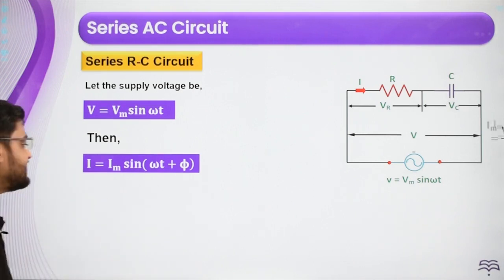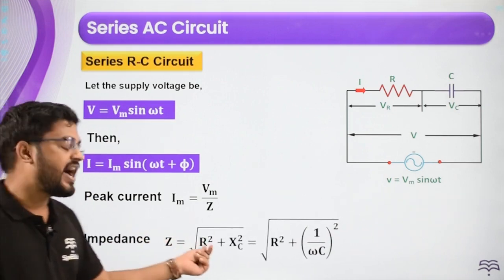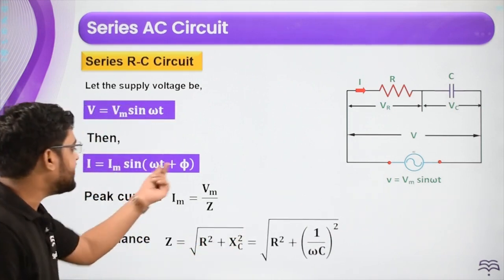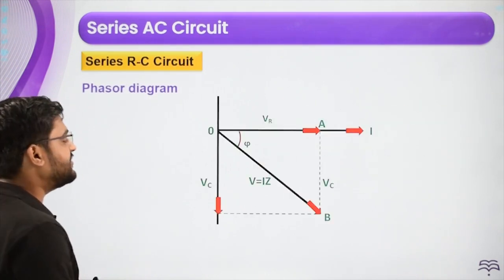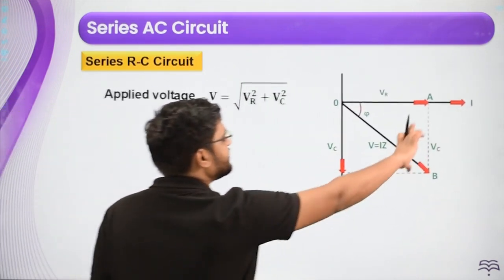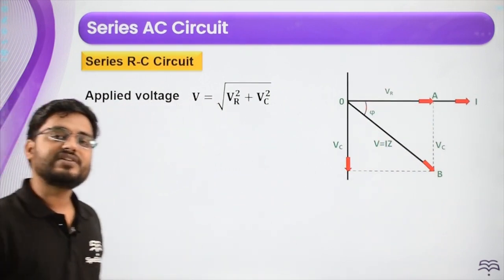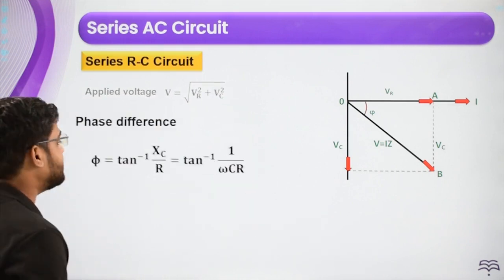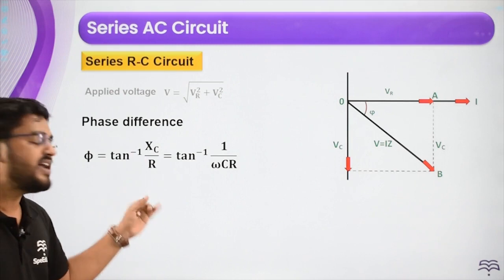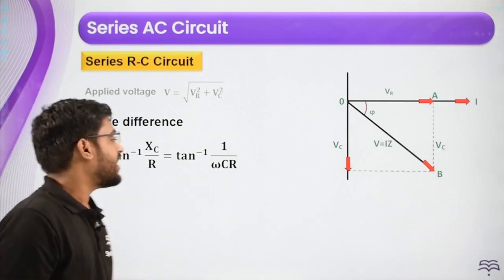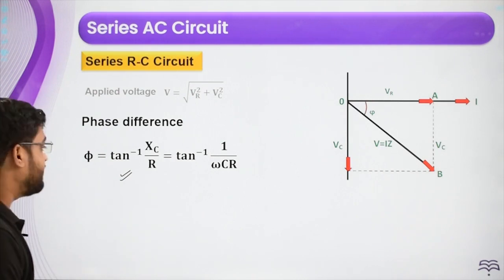Im, we have already discussed, is Vm by Z. And what is Z? Z is under root R square plus XC square. And what is phi? Phi is coming from this phasor. So phi is tan inverse of VC by R, or we can say it is nothing but tan inverse of XC by R. And if you want to write XC as 1 by C omega, you get this expression. I would prefer that we always remember this expression.